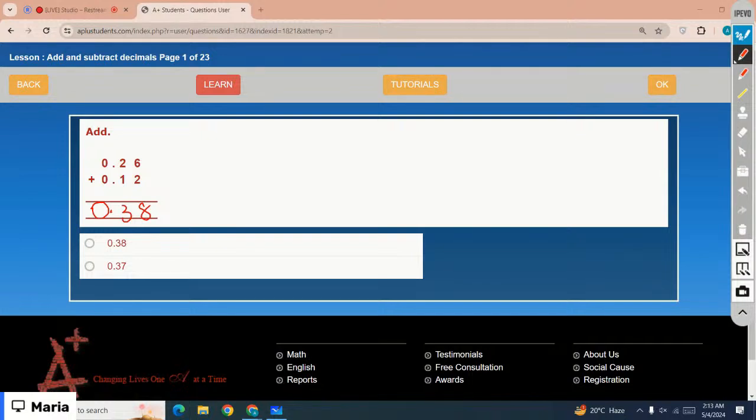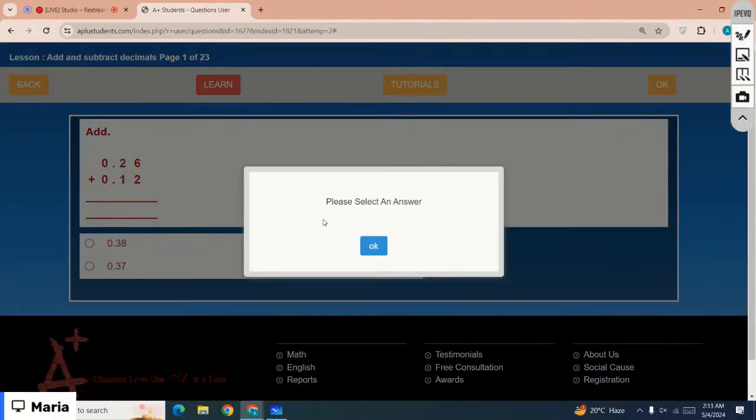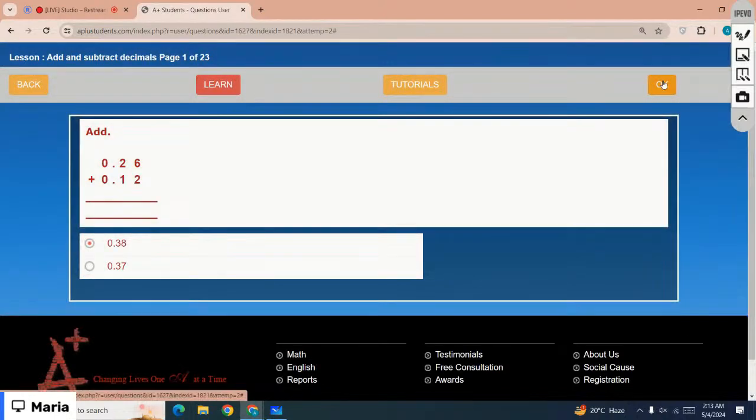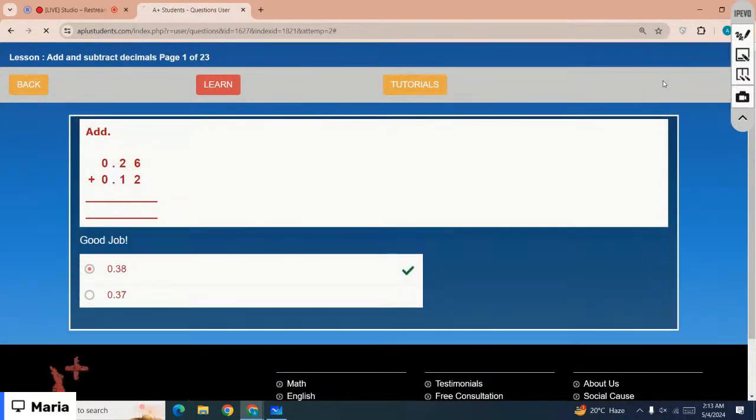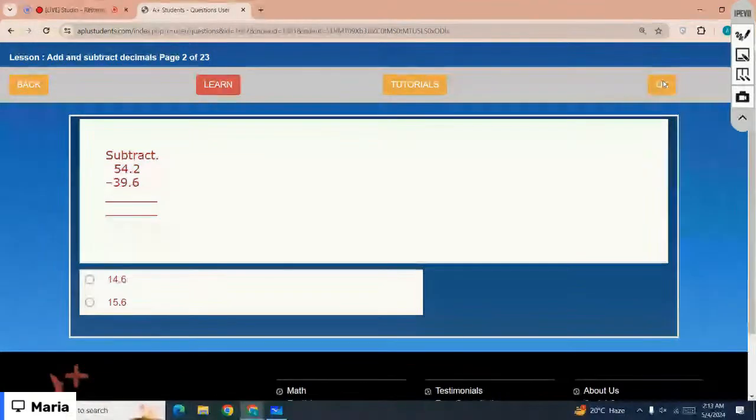Okay, let's just start with the test questions. Subtract 54.2 take away 39.6. So, which is the correct option?